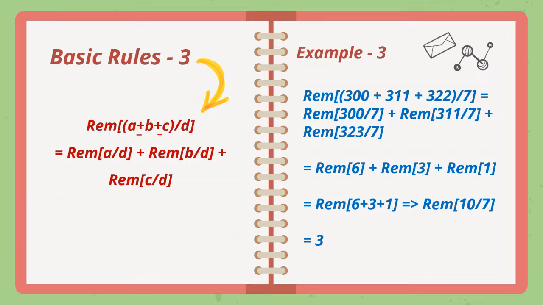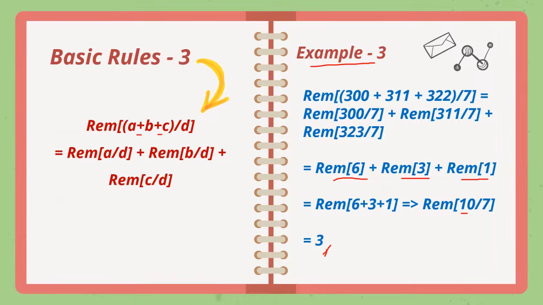So we have an example to substantiate the given rule. 300 plus 311 plus 322 divided by 7. Same way, 300 divided by 7 leaves remainder 6, 311 divided by 7 leaves remainder 3, and 322 divided by 7 leaves remainder 1. So we would just add instead of multiplying. Since it is the addition symbol in between, we would just add the remainders and then divide by 7. On adding all the remainders, we got 10. 10 divided by 7 leaves remainder 3. Next we have another 2 practice questions to re-emphasize the concept again.